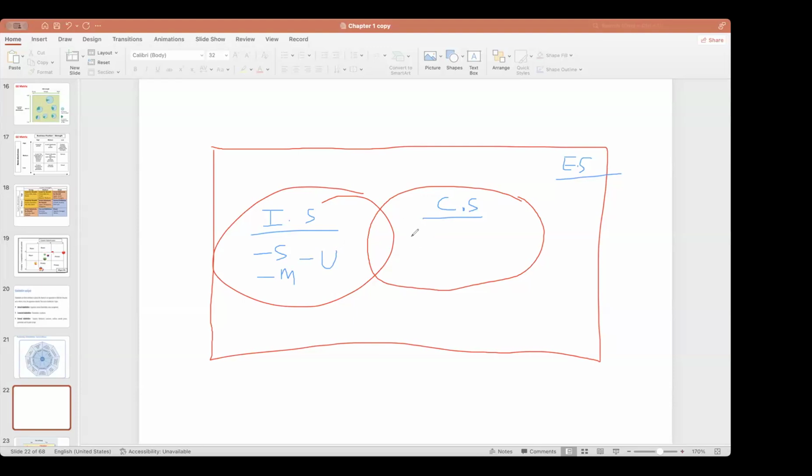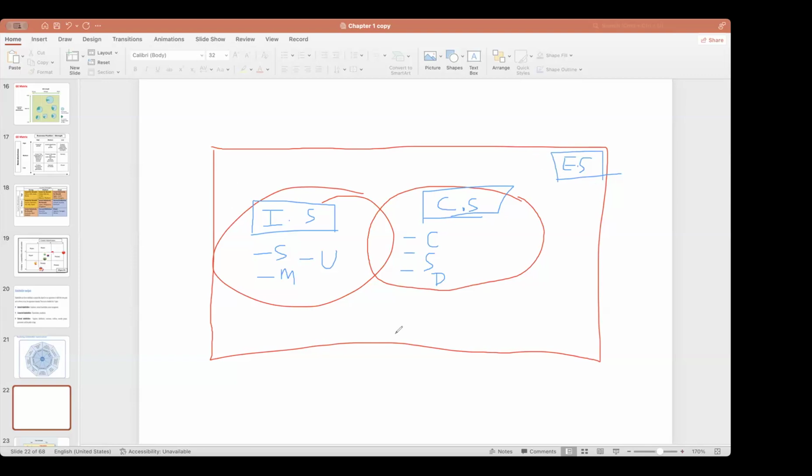Then you have connected stakeholders. These are stakeholders who are outside the boundary of the organization. They are not internal, they are connected. So they interact with the organization: customers, suppliers, distributors are connected stakeholders.